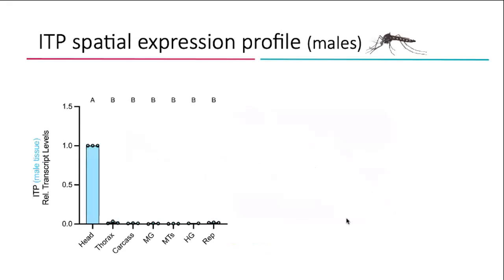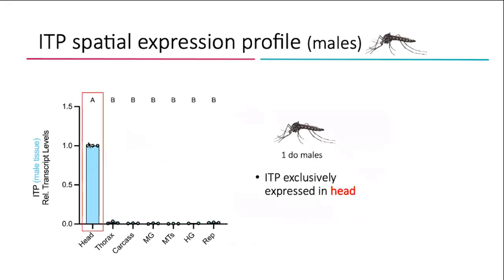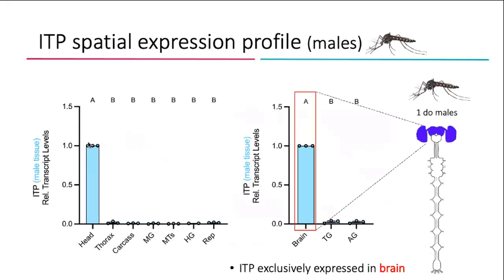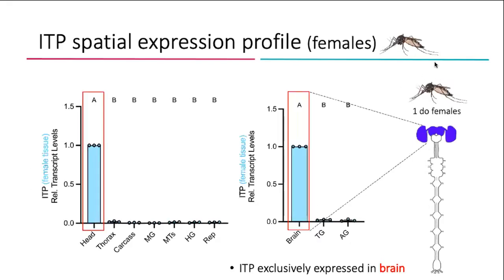So similar to the Drosophila findings, we saw that ITP was exclusively localized to the head of 1-day-old adult male mosquitoes. And looking at this, we then decided to specifically look at the central nervous system tissues. And here we can see that ITP expression is exclusively found in the brain of the adult mosquitoes. And this is found in both the male and female mosquitoes.